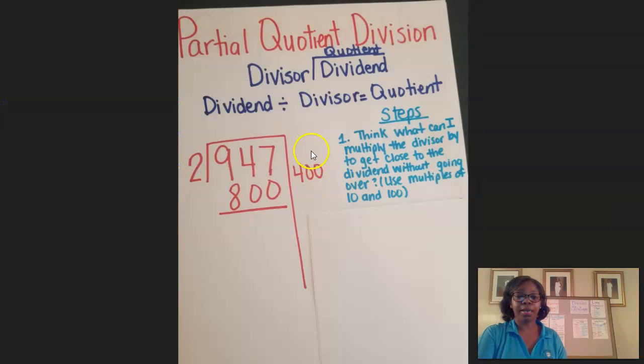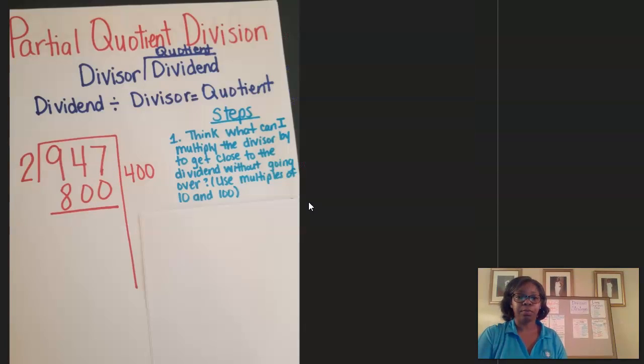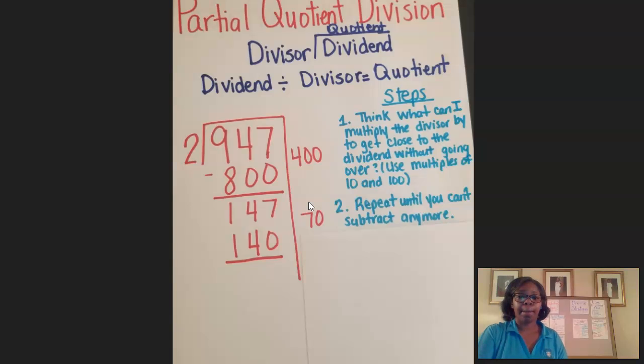All right, the number that I chose is 400. I am going to take out 400 twos from 947, and to do that, I'm going to multiply 400 times 2. So 400 twos would be 800. Now we're going to subtract the 800 from the 947, and we get 147.